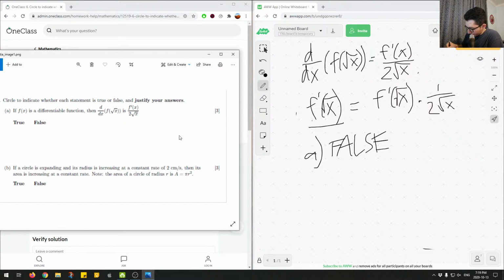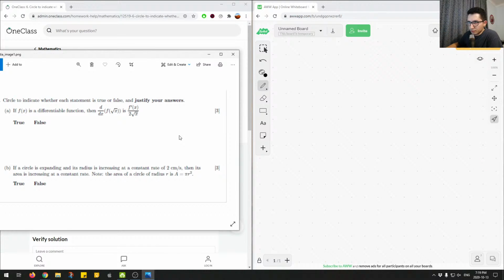Okay, so statement A is false. Let's look at statement B. It's saying if a circle is expanding and its radius is increasing at a constant rate of 2 centimeters per second, then its area is increasing at a constant rate. True or false. So if the radius is increasing at a constant rate of 2 centimeters per second, does it mean that the area is also increasing at a constant rate?